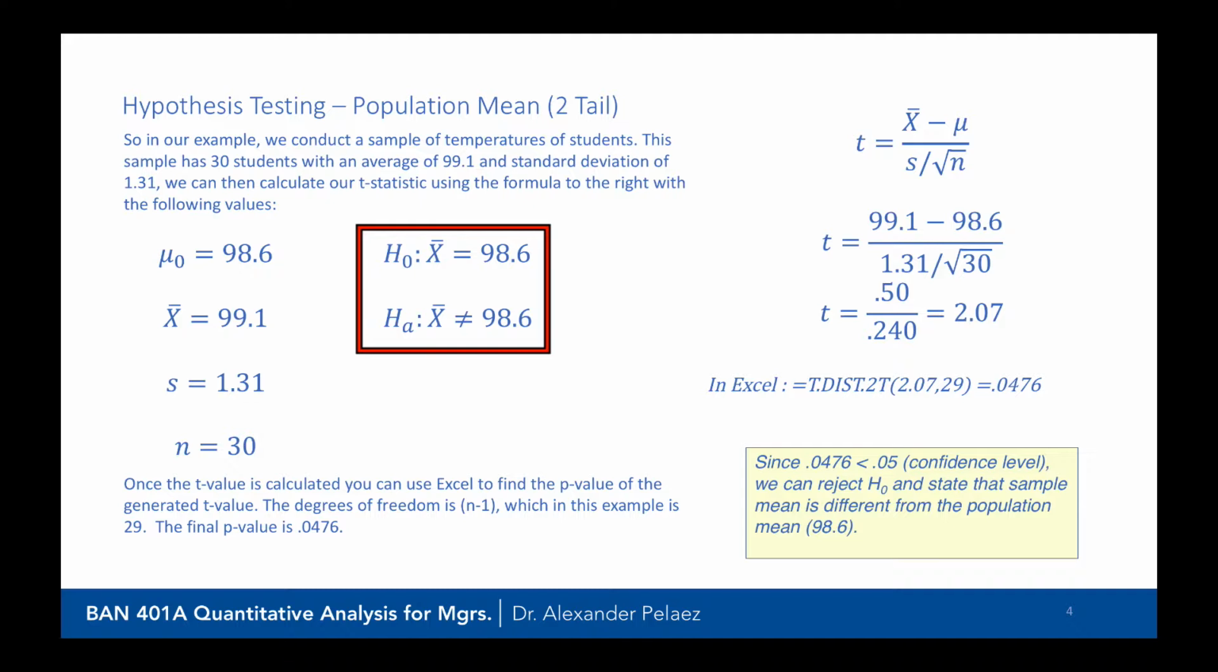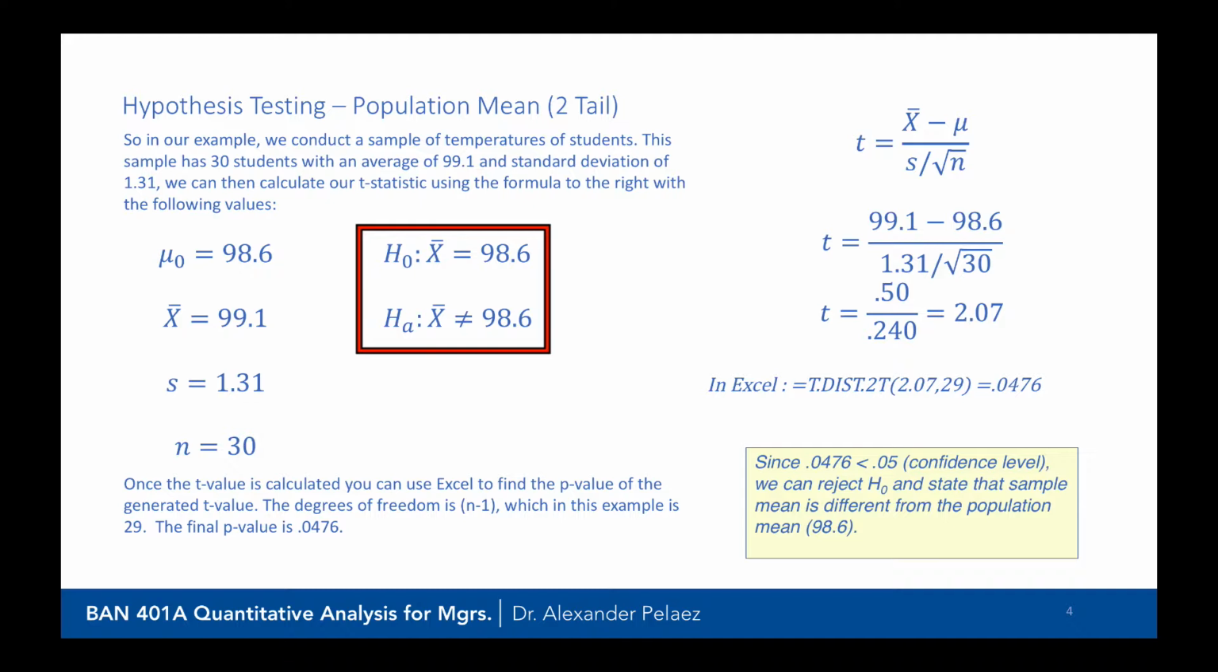So even though our sample here clearly looks different, 99.1 against the 98.6, is it really that far off, or is it just a small random probability that your sample mean was just slightly off from the true mean of 98.6? And that's ultimately what we're looking for.